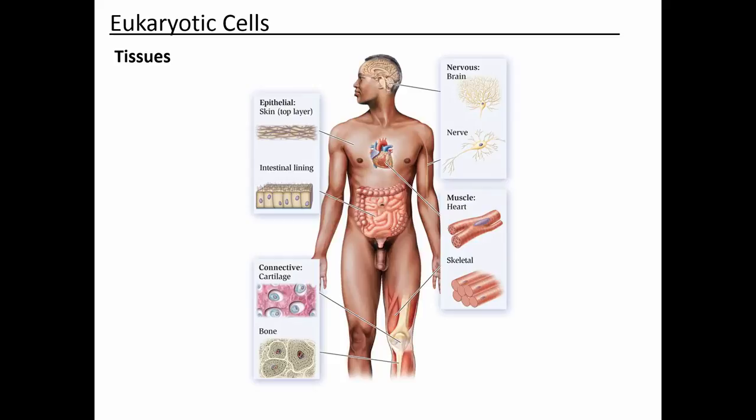Another type of tissue is called connective tissue. And connective tissue provides support to the body and helps to connect different tissues to each other. So cartilage would be connective tissue.